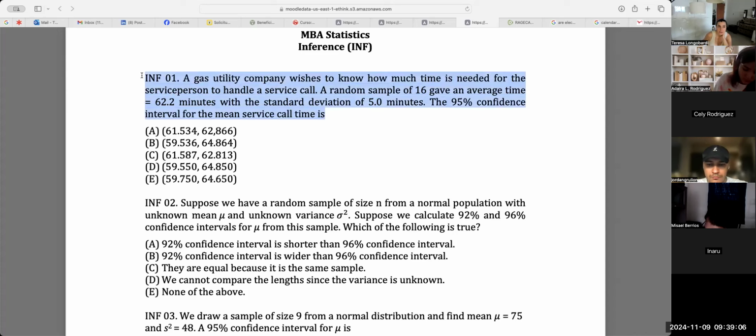All right. So those are the 2 things you have to do when you read these problems. First, you look for, is it about the mean or is it about the proportion? And most of the time, the questions are about the mean. All right.